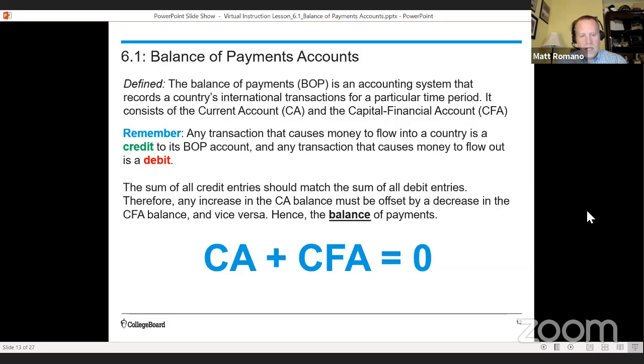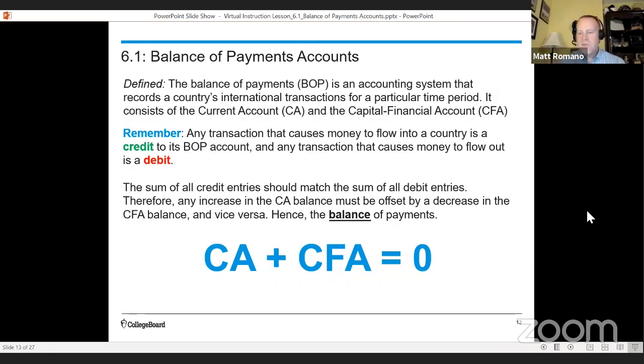Write that down and know that. The current account plus the capital financial account must equal zero, meaning the balance of the two must equal zero. So if there's a surplus in the current account, there's got to be a deficit in the capital financial. If there's a deficit in the current account, there's got to be a surplus in the capital financial, so that when you add them up, they're going to equal zero.